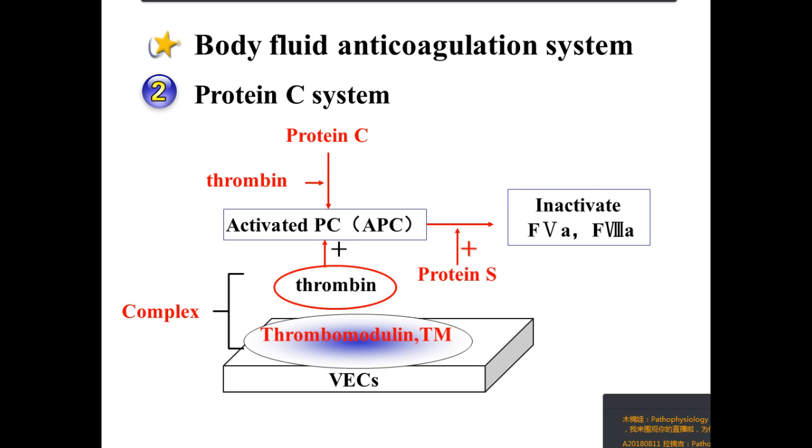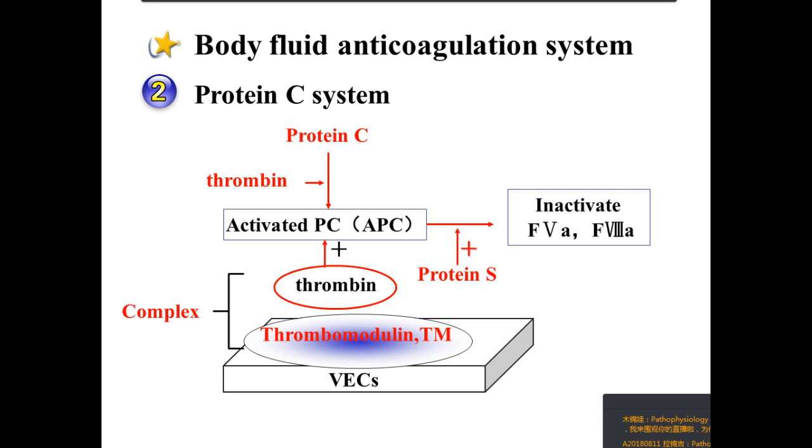It can lead to thrombin function decrease, so it has anticoagulation function. At the same time, Tm can stimulate protein C to form APC. So Tm has anticoagulation function. The protein C system includes protein C, protein S, and Tm.